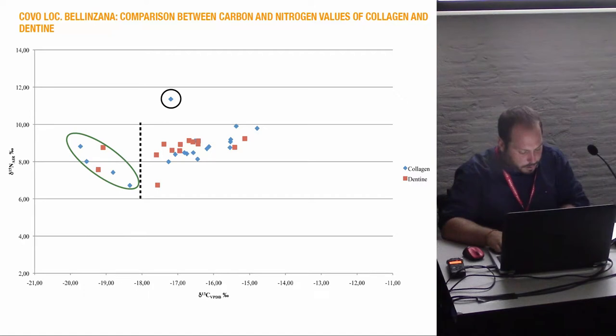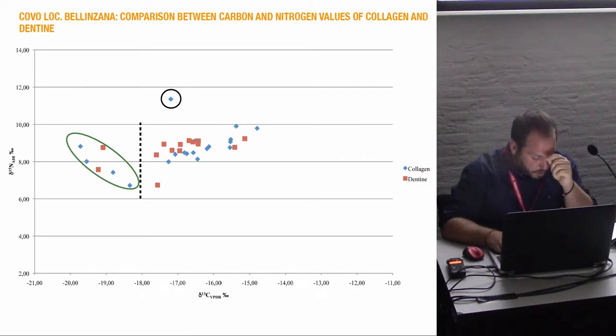While we now discuss the isotopic data for the Trezzo cemetery, in Covo, 21 individuals buried in 20 graves were sampled. Enamel and dentine samples were collected from 15 individuals. Two samples failed in the extraction of collagen.